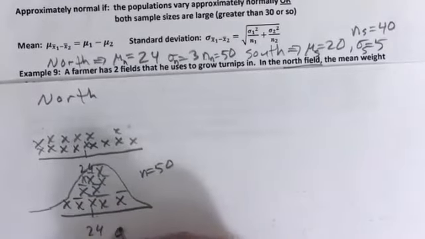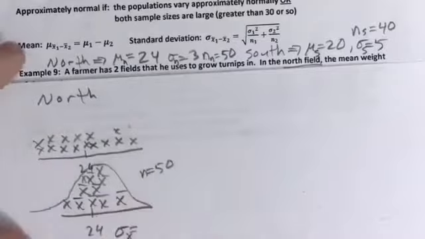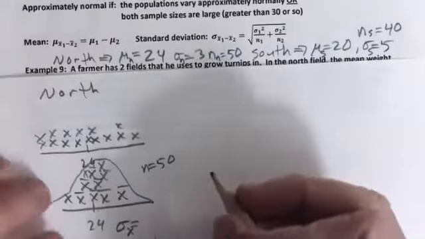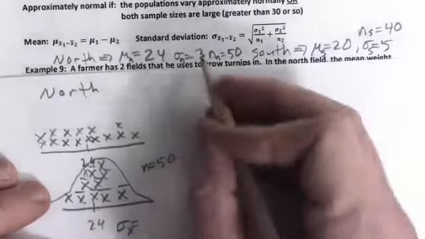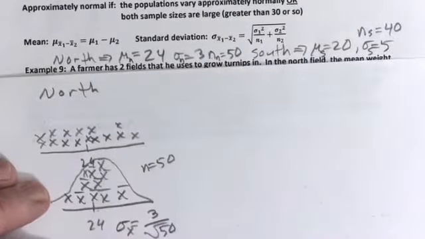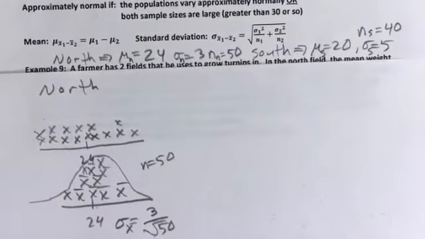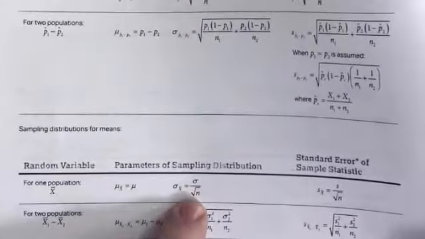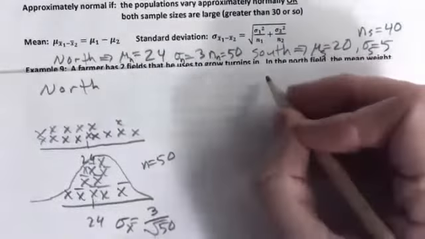The standard deviation of these X bars, as we learned last time, is going to be sigma over the square root of n. So that is going to be 3 over the square root of 50, as we discussed last time. And that's on your formula sheet. Sigma over the square root of n. That's for the north, and the same thing is going to be true in the south.